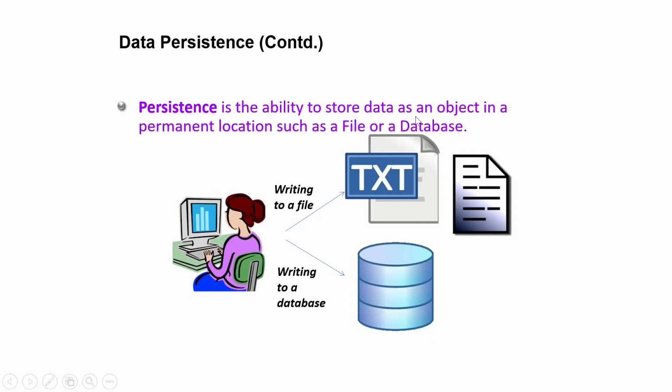Persistence is the ability to store data as an object in a permanent location such as a file or a database. Obviously, we store the data permanently, even in databases. Like if we talk about databases, SQL Server, Oracle, MongoDB, MySQL, Postgres, any specific one, right? So you can see writing to a file. Obviously, we just write to the file, or write to a database and save it, right?